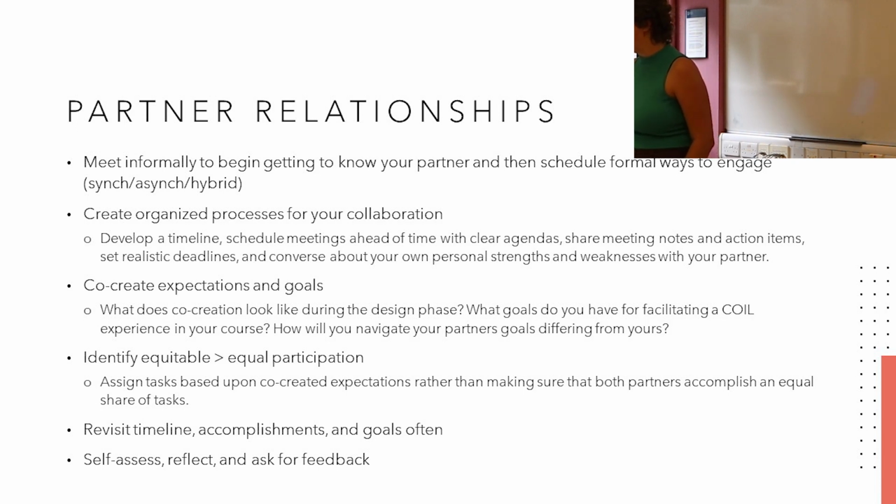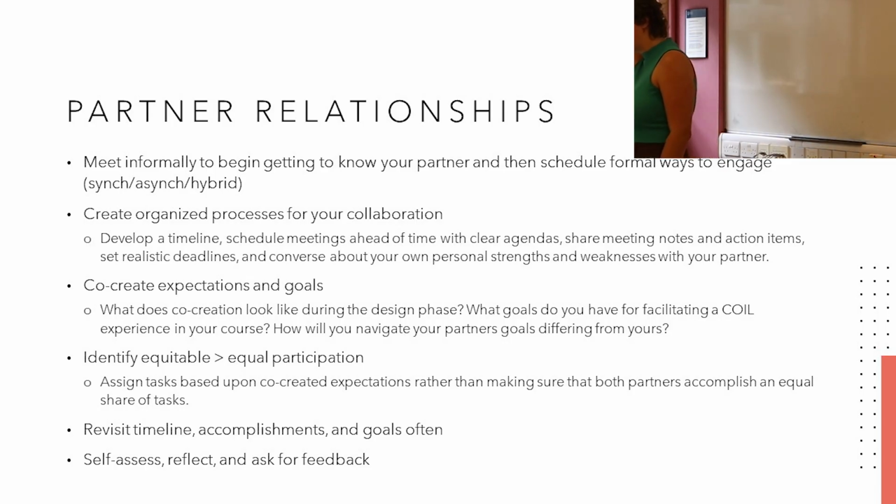So really having clear meetings scheduled with agendas, sharing some meeting notes, having action items. Some of those things we already do in collaborations, but might be a little bit more complicated when you're doing it with a 7-hour time difference, and with someone from a different culture than you. Set realistic deadlines, and then again, converse about your own personal strengths and maybe areas that are not strong.